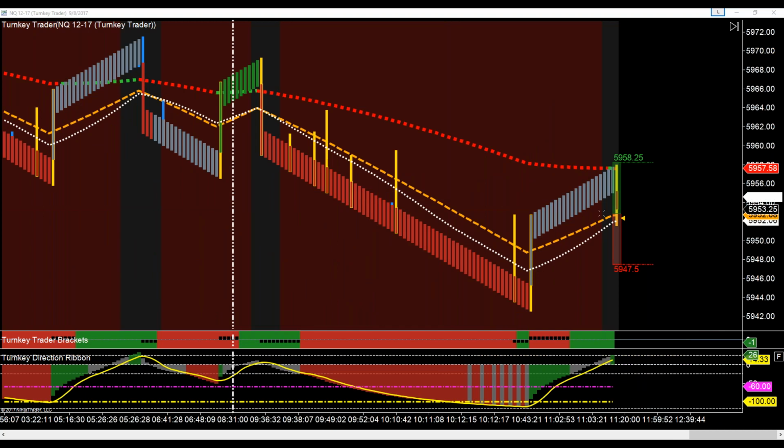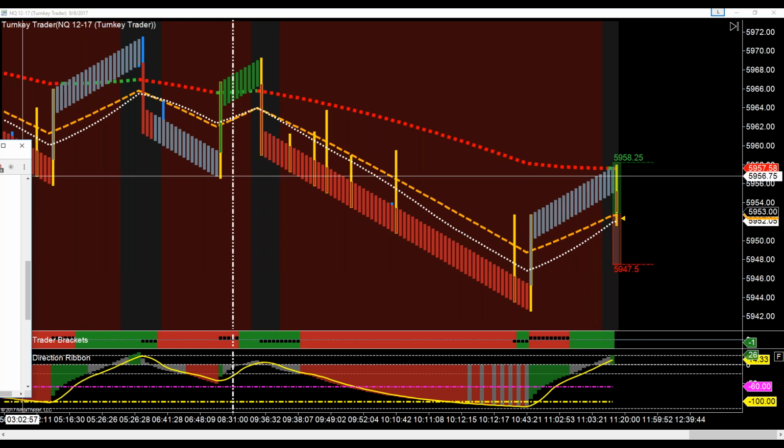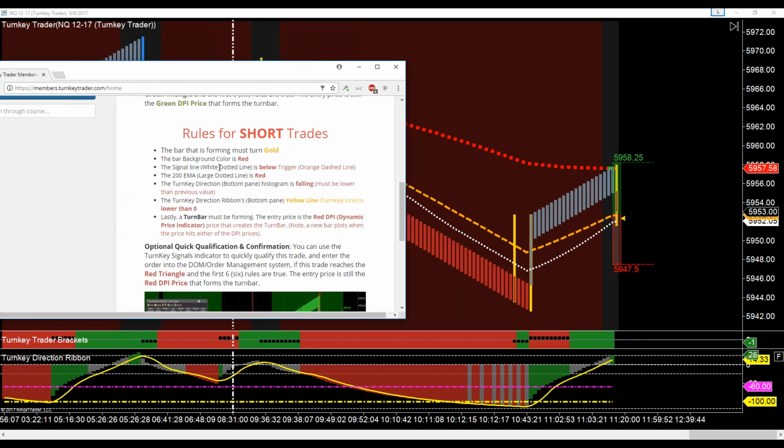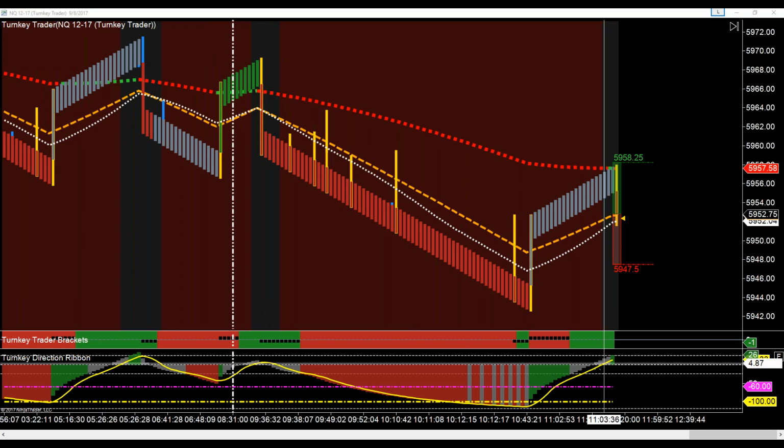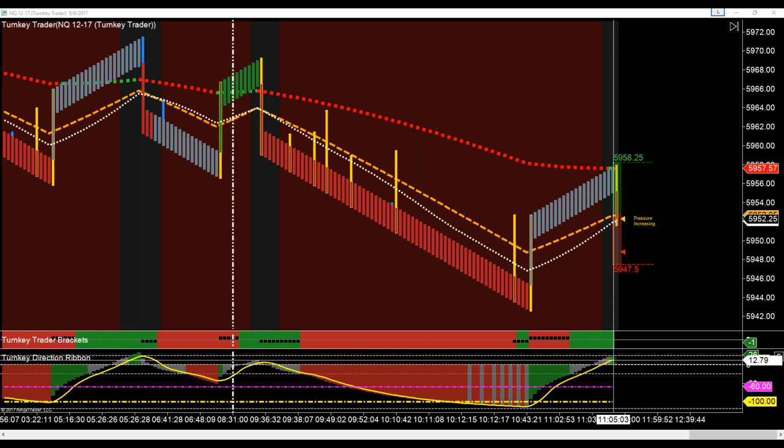Susanna's asking about, I'm taking it you mean, the NQ bounce will be going short, and whether the brackets need to be red as well. For the bounce, it does not need to be red, but keep in mind that our zero line, or our yellow line here, is above zero. That's going to disqualify the bounce short. If we take a look at our rules here, the turnkey direction ribbon's yellow line needs to be lower than zero. Since we're heading short, we need it on the negative side, and it did just creep above there. It's at about 15 right now.